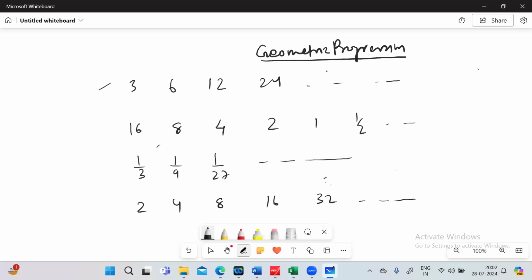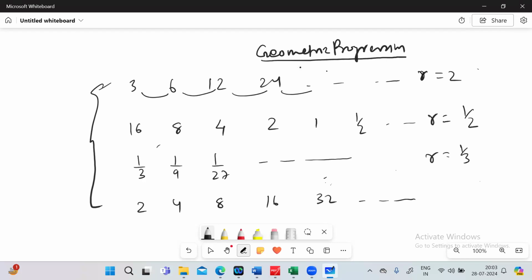So tell me, what do you see here in all these series? The ratio of any two consecutive numbers of this series is constant, and it will be called common ratio, represented as R. Here the R is 2. Here the R is 1 by 2. Here the R is 1 by 3. And here the R is again 2.